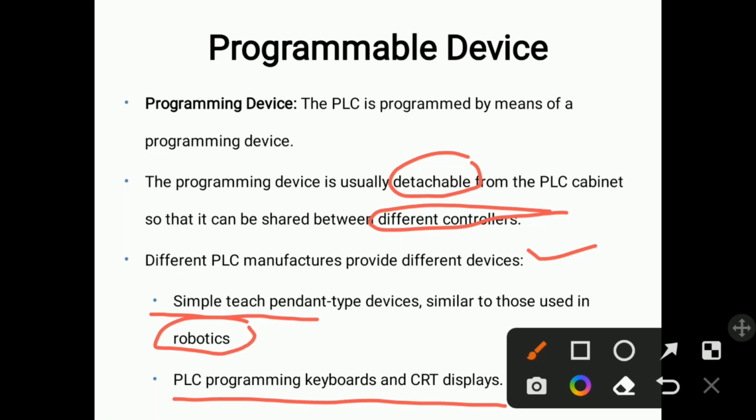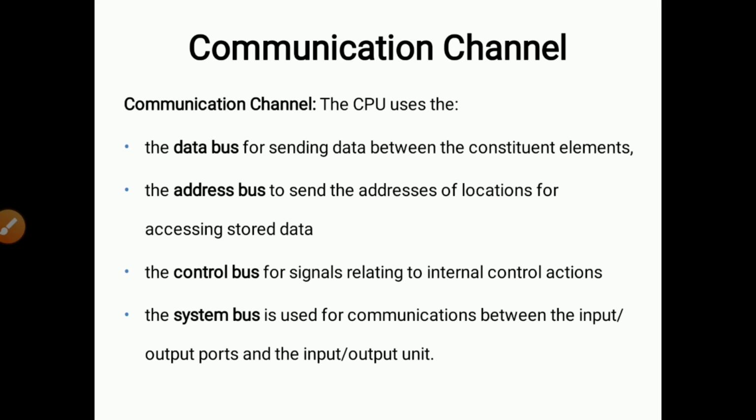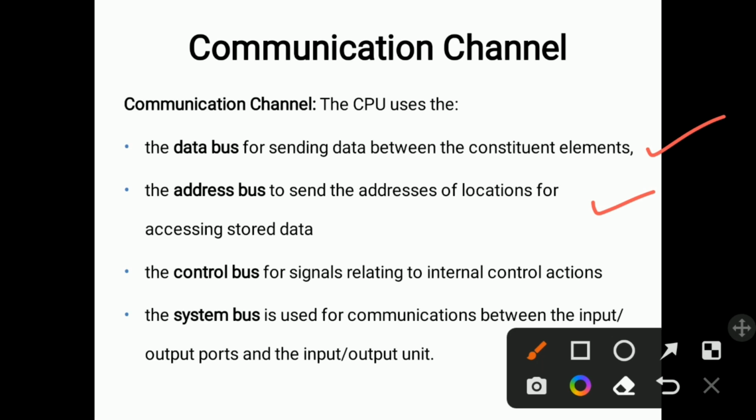Communication channels. We need to communicate signals from one point to another point. That's why we require communication channels. We can use a data bus for sending data between constituent elements. We can use an address bus for locating different addresses of stored data. A control bus can be used for different control actions. A system bus is used for communication between input and output ports. So there are different types of communication channels available.